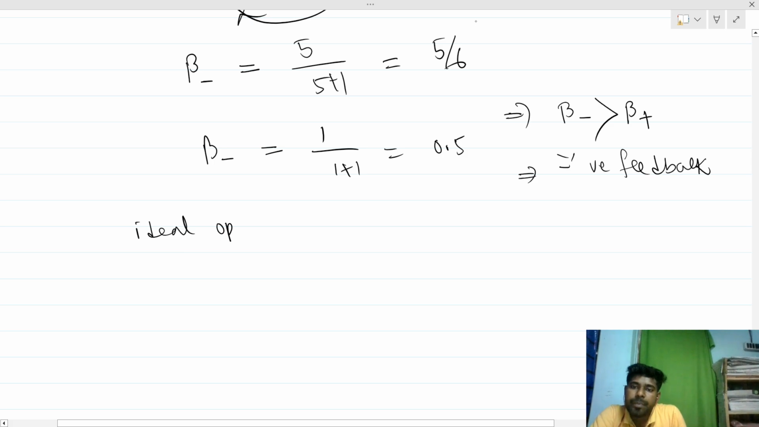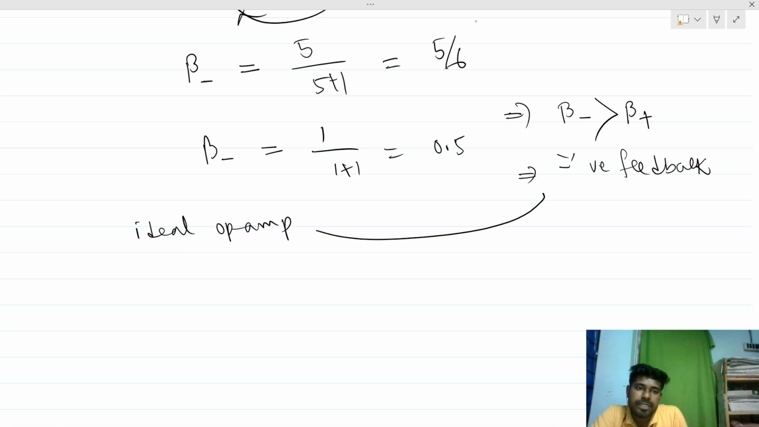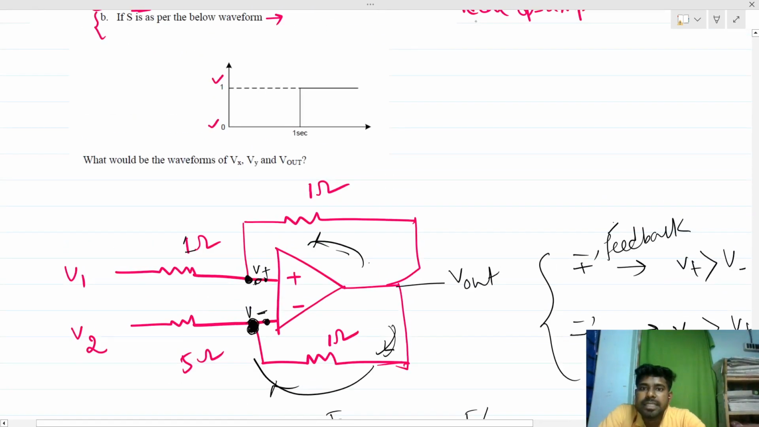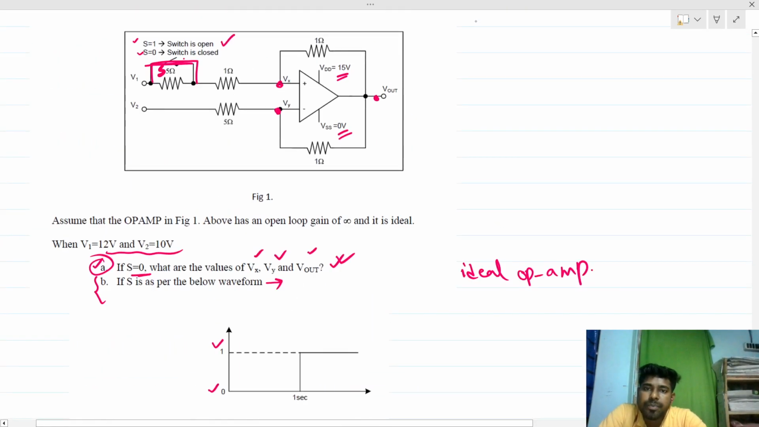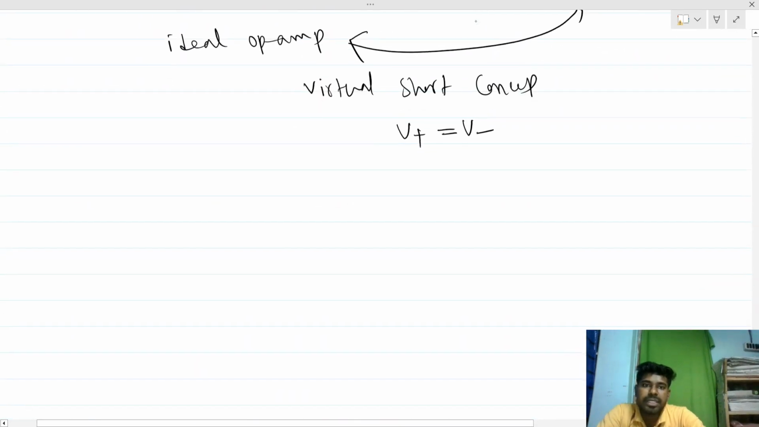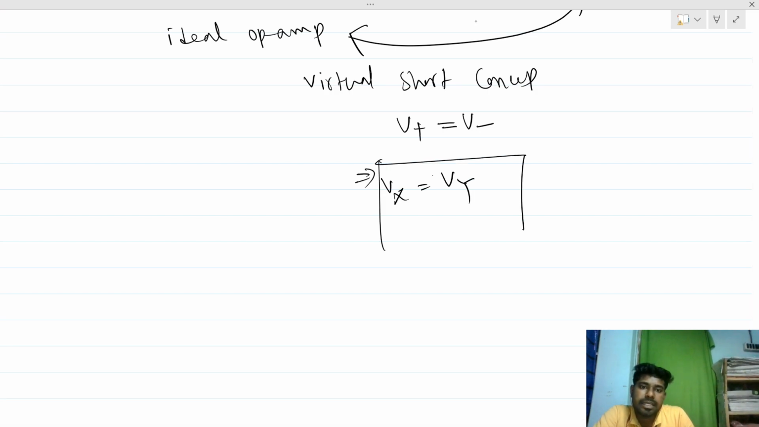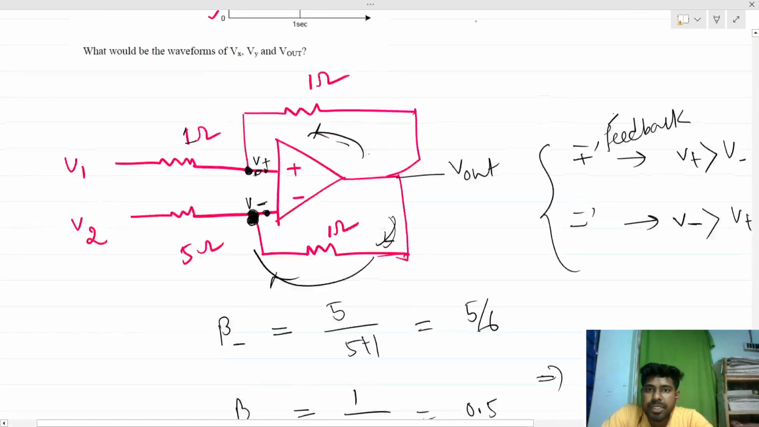Okay, ideal op amp, and there is a negative feedback present, so we can directly use the virtual short concept, right? That means the positive terminal voltage is equal to the negative terminal voltage. Here Vx and Vy are the positive and negative terminal voltages, so Vx is equal to Vy. We are using the virtual short concept as there is a negative feedback.